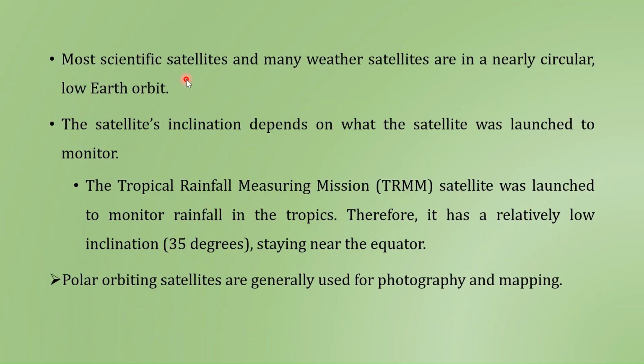Most of the scientific satellites and weather satellites are in nearly circular low Earth orbit, and the satellite's inclination depends upon the purpose for which these satellites are launched. For example, the Tropical Rainfall Measuring Mission satellite was launched to monitor rainfall in the tropics. Therefore, it has an inclination of 35 degrees, maintaining its position near the equator. And polar orbiting satellites are generally used for photography and mapping.